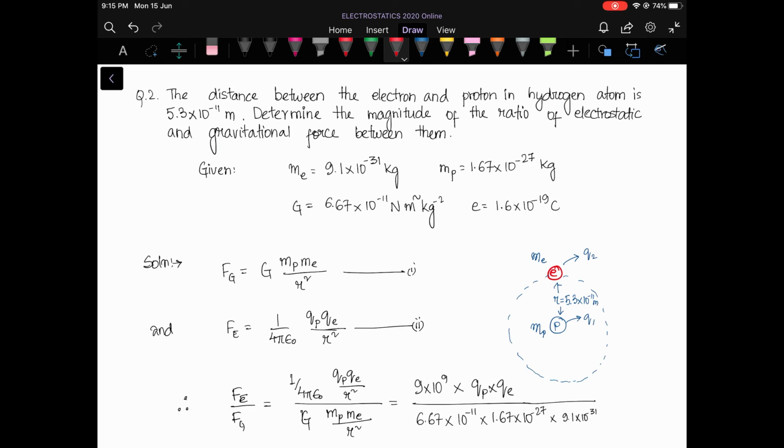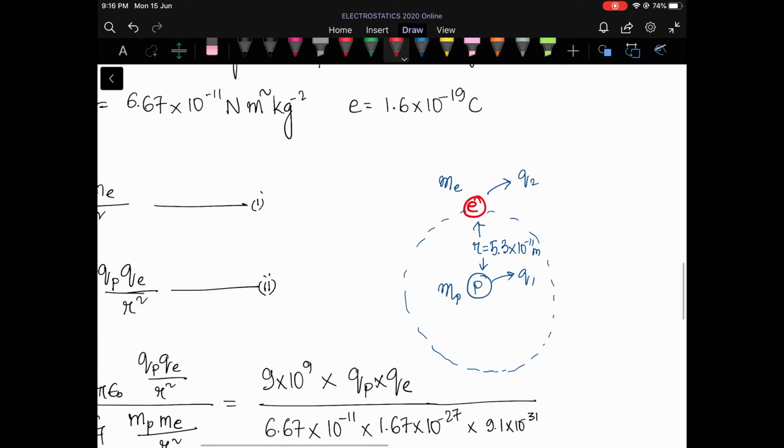The next question is the distance between the electron and proton. The distance between an electron and a proton in a hydrogen atom is 5.3 into 10 to the power minus 11 meters. So they have given a hydrogen atom, as you can see. Proton is present in the nucleus. It has some mass. Electron is revolving around the nucleus. Of course, it also has mass. We can treat the proton as charge number 1, the first charge, and we can treat the electron to be a second charge. So there is some electrostatic force between them.